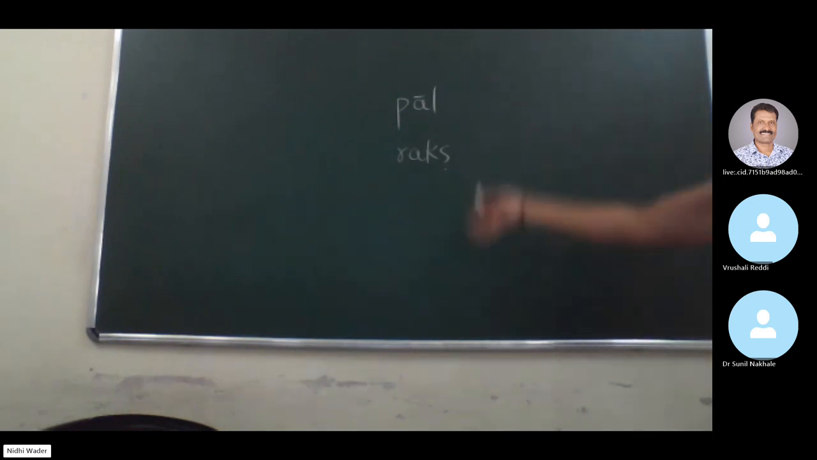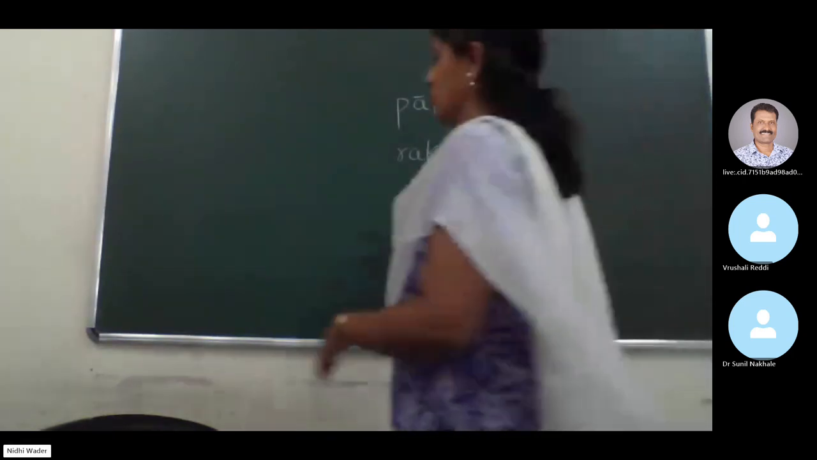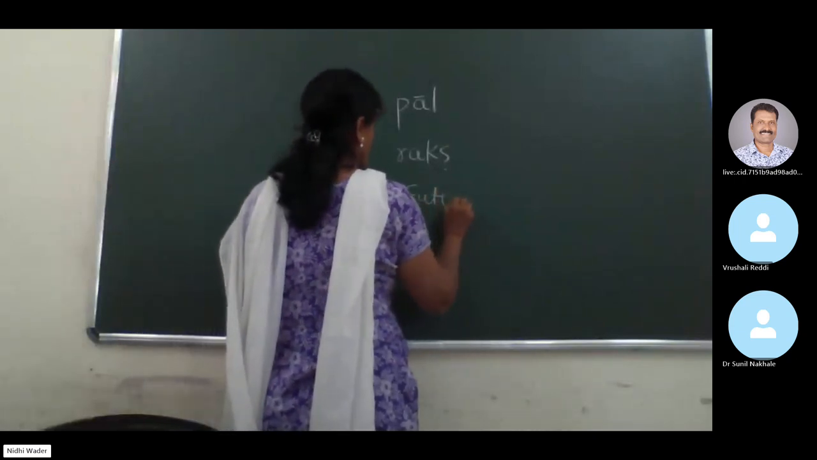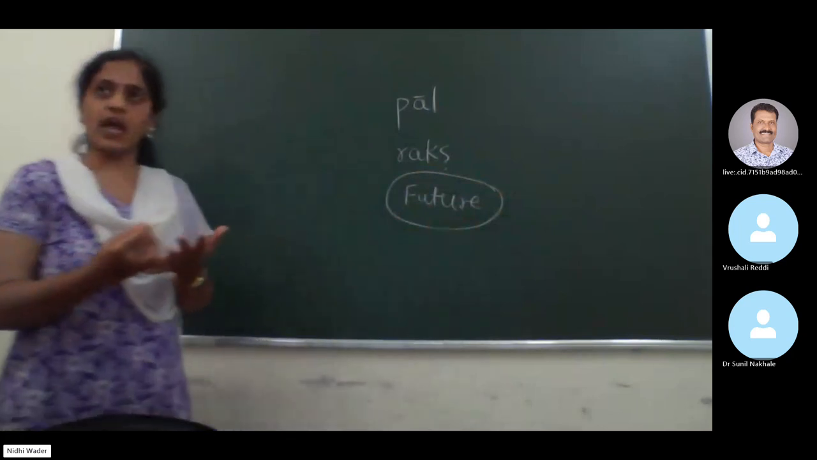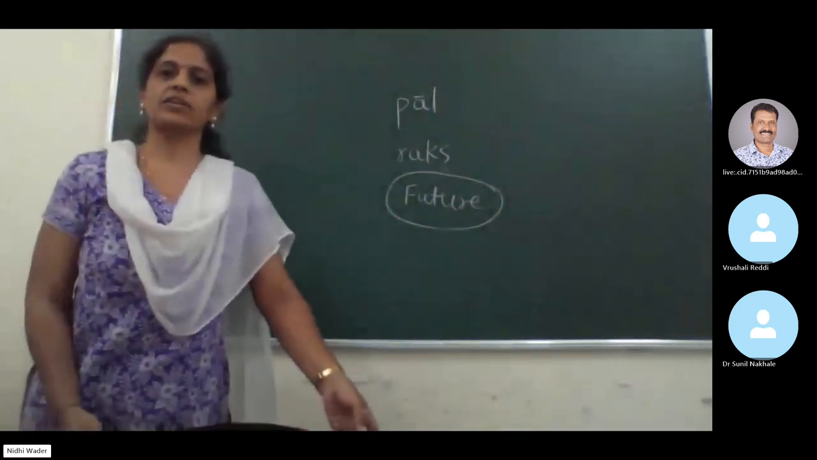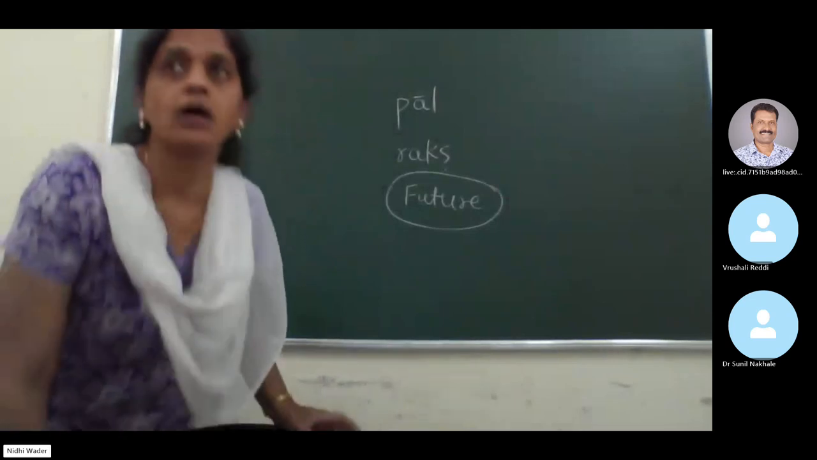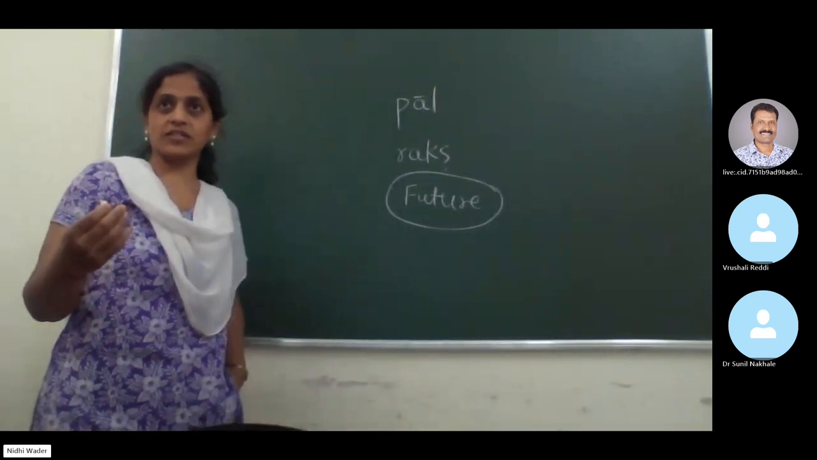Apart from that also you will get some options. Just now I remembered pala and raksha. You might get 3-4 options also. For example, now this is the verb which we will be using in future tense. Okay, now to use the future tense, which person and which number, that will be decided by the subject of the sentence. What is the subject of the sentence?